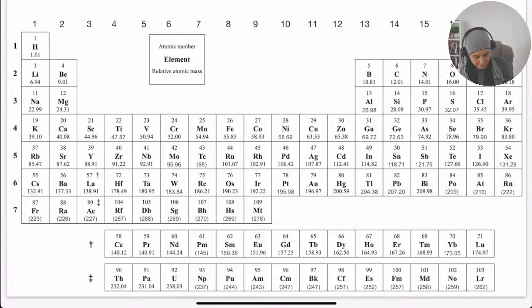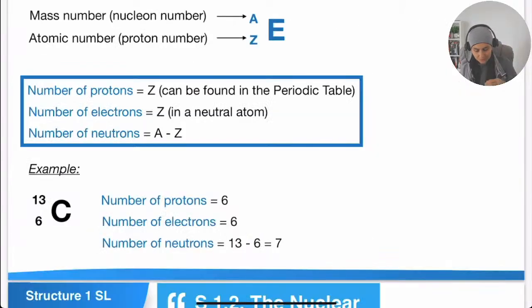Also notice that in the periodic table in the IB, atomic number is written at the top, but in this symbol notation, you have to write it at the bottom. So it's always like that in all boards. You always write the number of protons at the bottom.